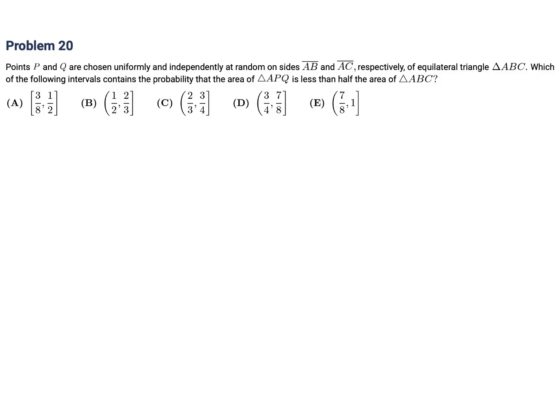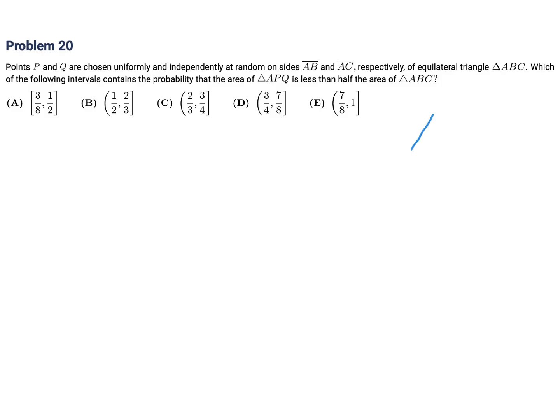Points P and Q are chosen uniformly and independently at random on both sides AB and AC respectively of equilateral triangle ABC. Which of the following intervals contains the probability that the area of triangle APQ is less than half the area of triangle ABC?